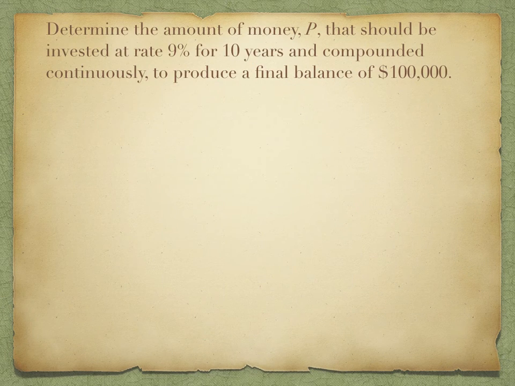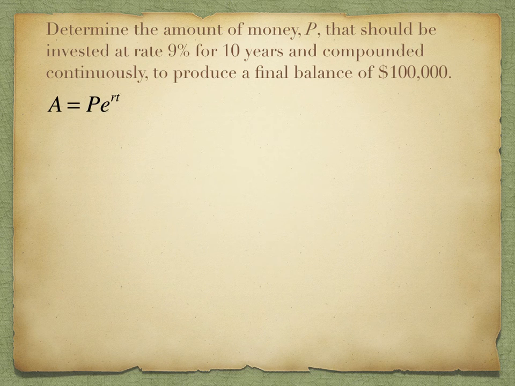Our first example: determine the amount of money P that should be invested at rate 9% for 10 years, compounded continuously, to produce a final balance of $100,000. So how much money would we need to put in the account in order to get $100,000 out after 10 years at 9% interest, compounded continuously?